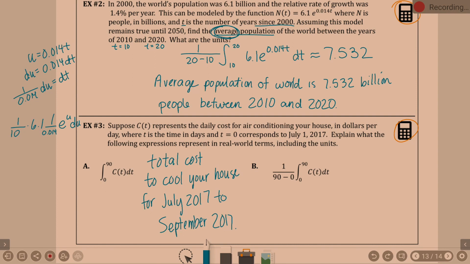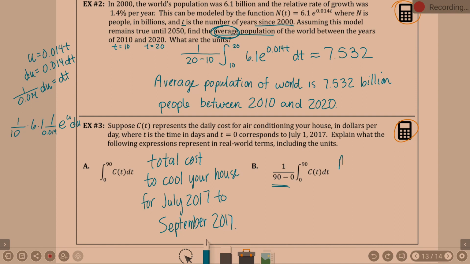Okay, B. Average cost to cool your home. So now, because we threw this out here, we see it's the average value function. So average cost to cool your house, I have in dollars per day. And this time I wrote for 90 days from July 1st, 2017.